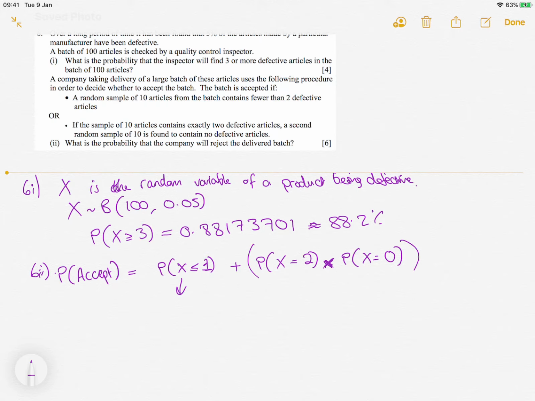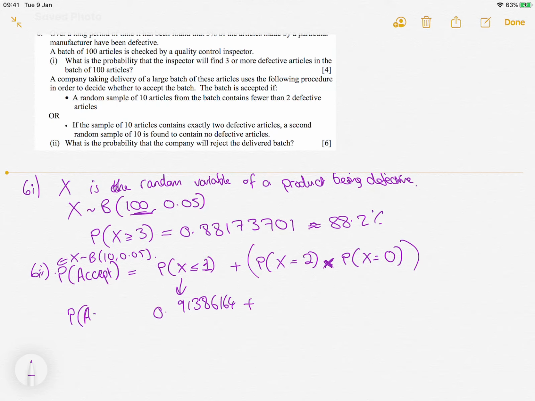So this first probability here we can do in our calculator. Our lower limit is 0 and our upper is 1 because we're looking at all the probabilities from 0 to 1. Our number of trials is 10. So I might have put that this is binomially distributed with 10 and 0.05 instead of 100 as before, so I might have just included that in my working for this. And then execute on that, and that probability is 0.913866164.